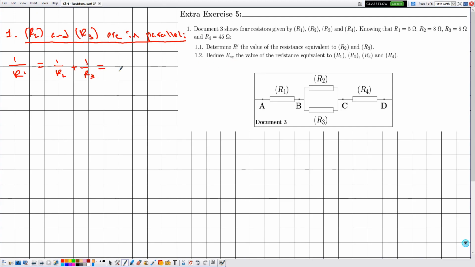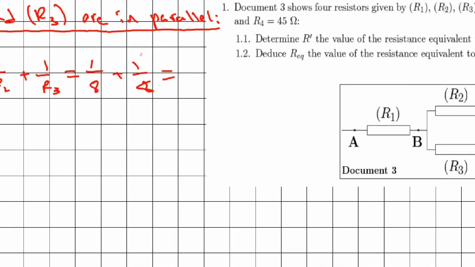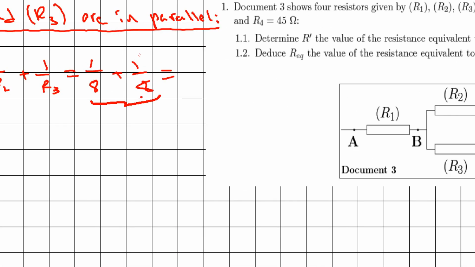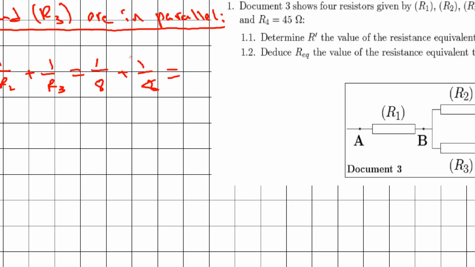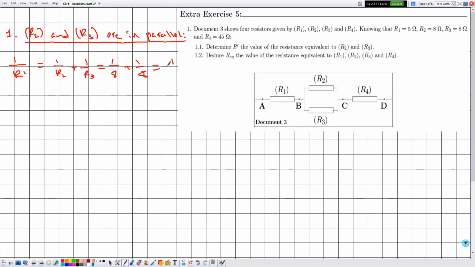Now the value of R2 is given by 8, so 1 over 8 plus 1 over 8. Now we are adding two fractions. So whenever we are adding two fractions, we need to consider the common denominator, then the simplest form, or we can simply plug this on the calculator. It's given by 1 over 4. So in this case, we have determined 1 over R prime and not R prime. So 1 over R prime is equal to 1 over 4. And in this case, R prime is equal to 4 ohms.